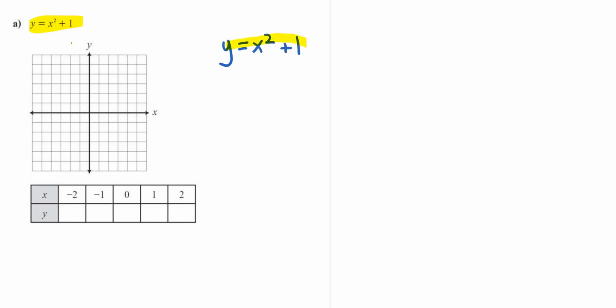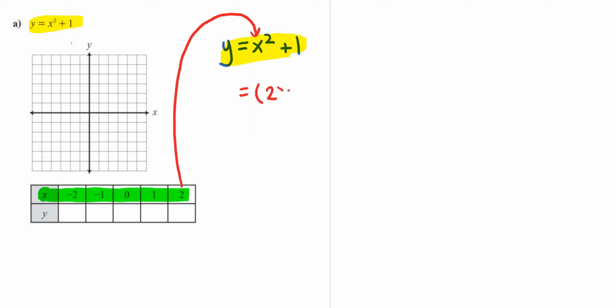So I'm going to rewrite the equation over here, and then my table of values are the values here in green. Basically all you're doing is taking these values and plugging them back into the original function and finding the y value. For example, if your x value is 2, you want to plug 2 back in here. So this would be 2 squared plus 1, and 2 squared is 4, and 4 plus 1 is going to be 5. So when x equals 2, y is going to be 5.